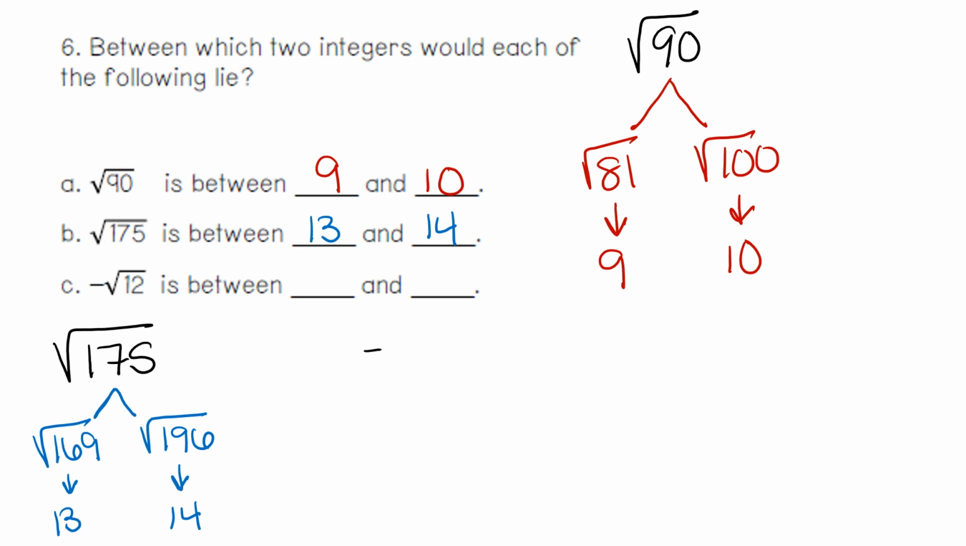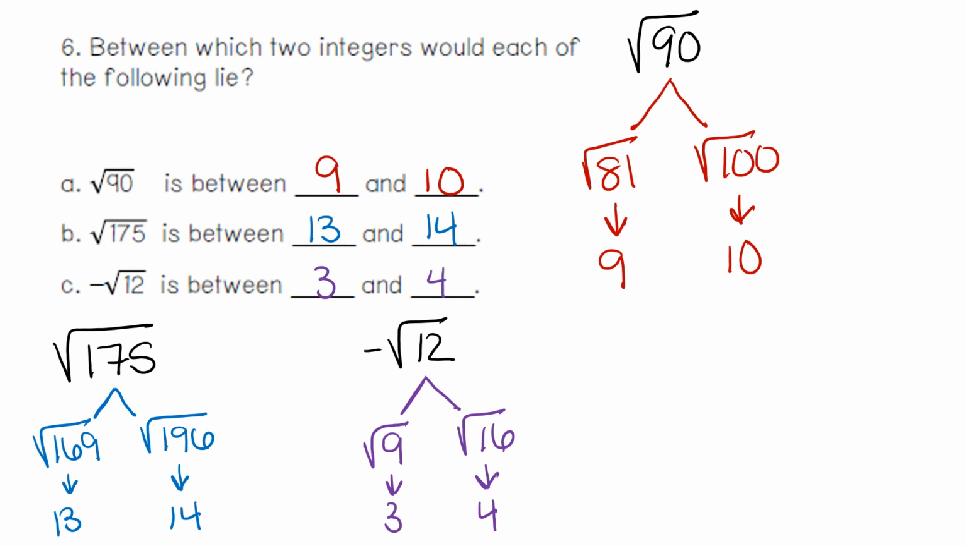And the last problem, we have the negative square root of 12. We break it down into the two closest perfect squares, which would be the square root of 9, 3 times 3, and the square root of 16, which is 4 times 4. So our answer choice is going to be between 3 and 4, but we do keep that negative sign, and so it's going to be a negative 3 and a negative 4.